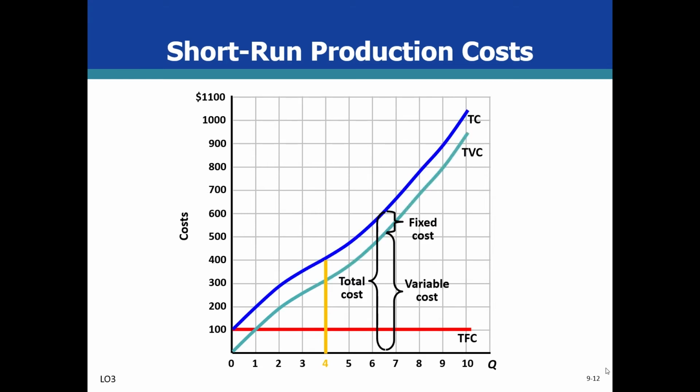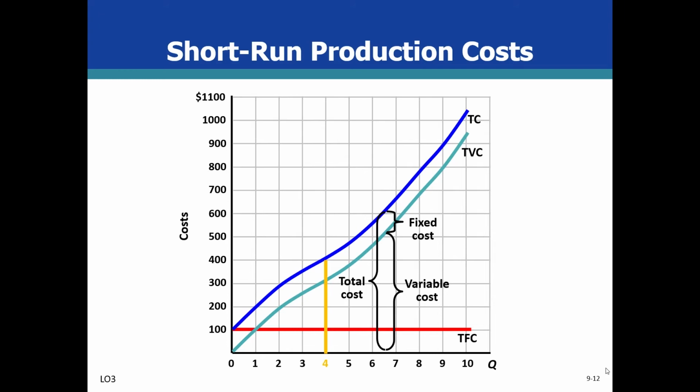And here you can see the relationship of these cost curves on the graph in terms of quantity produced at the bottom, costs up at the top here. And so let's go through these one at a time. Total fixed cost, the red line at the bottom of the page, is $100 at all levels of output. Doesn't change.